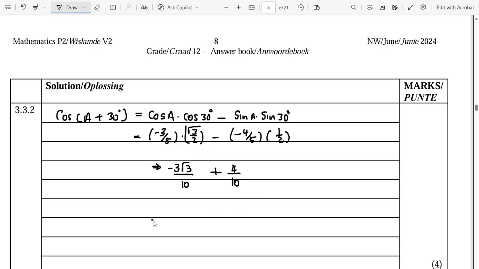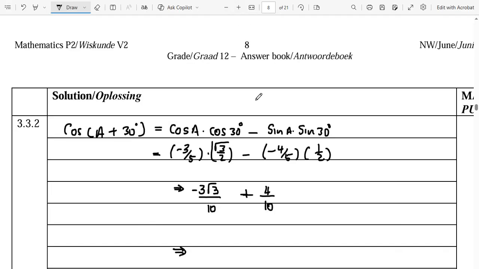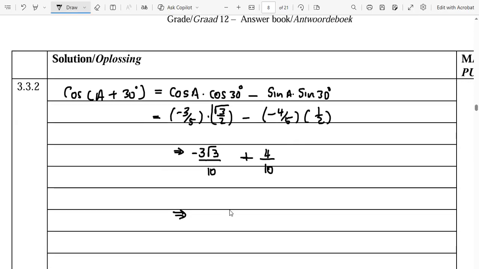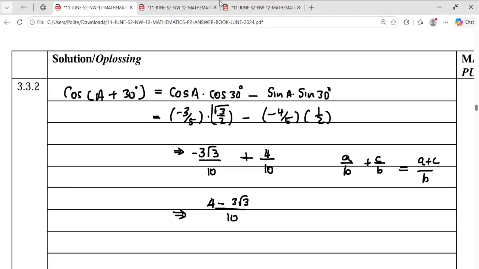I think we can write this in this form. We can write this as 4, then we subtract 3 root 3, over 10. Because if I have A over B plus C over B, since the denominators are the same, I can write this as one fraction and then add the numerators. Okay, and I think that's it for that question. Let's move to the next one.